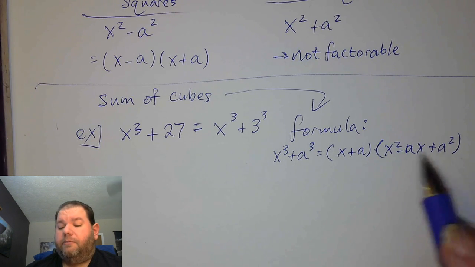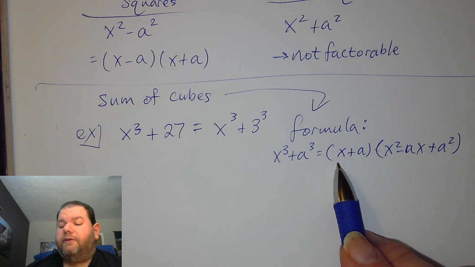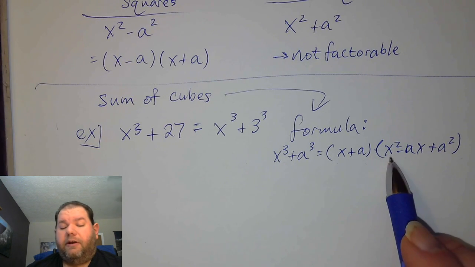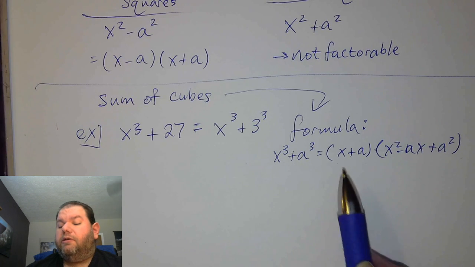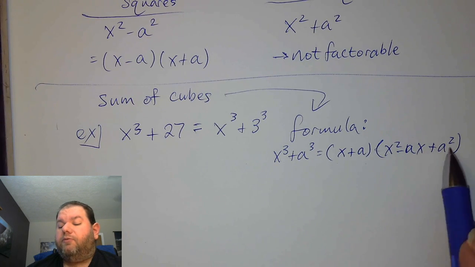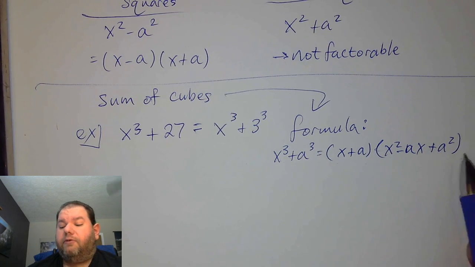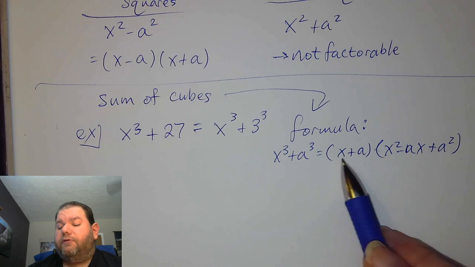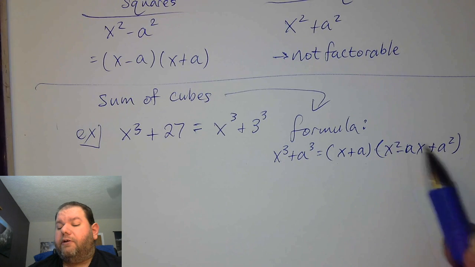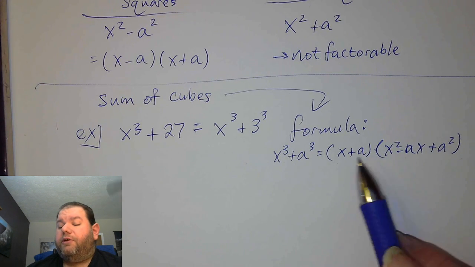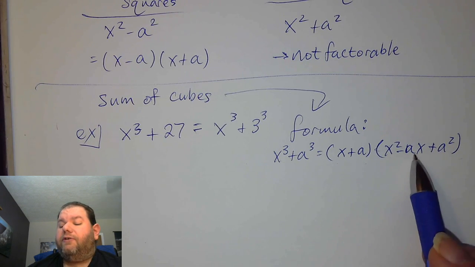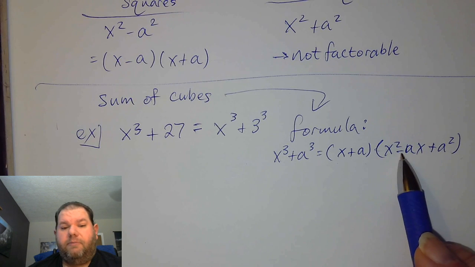For this term, we remember that x times whatever is here is going to equal x cubed. So this is always going to be x squared. A times whatever is here is going to equal a cubed. This will always be a squared. So basically we square each of these two terms, x squared and a squared, that's here and here. And in between, we multiply these two things together, x times a, or ax, and change the sign. So if this is positive, this will be negative.